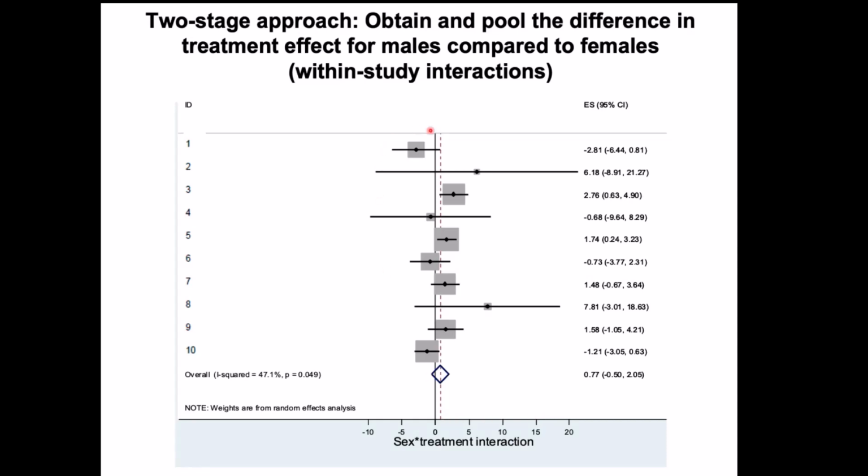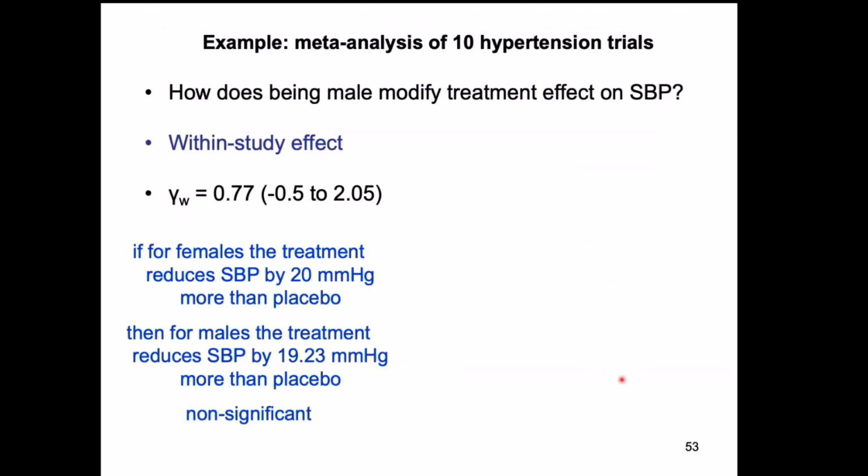So here I've done a 2-stage IPD meta-analysis of the interaction terms. So each of these studies is now giving me the difference in the treatment effect between males and females. And on average across trials, the difference is very close to 0. And I would suggest that, not being a clinician, that is a very small difference in blood pressure. So even if that was relevant statistically, it's not particularly relevant clinically. So there's no evidence of a difference in the treatment effect for males compared to females. And the difference is 0.77.